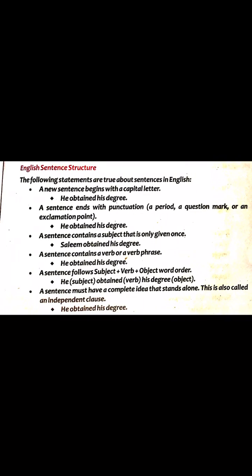Okay, English sentence structure: a new sentence begins with a capital letter. A sentence ends with punctuation like a full stop, question mark, or exclamation point. A sentence contains a subject that is only given once. A sentence contains a verb or a verb phrase. A sentence follows subject plus verb plus object.